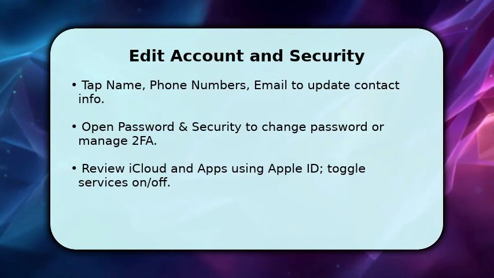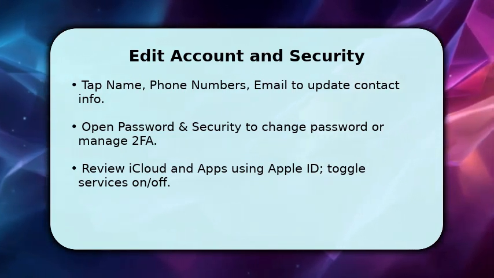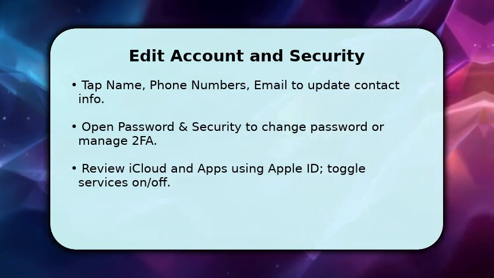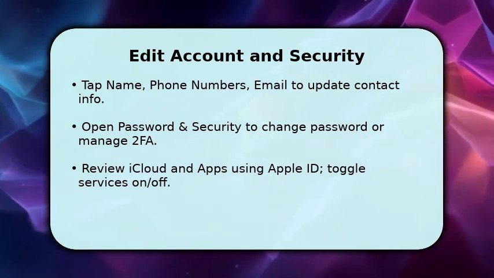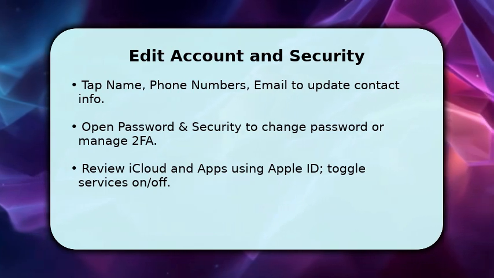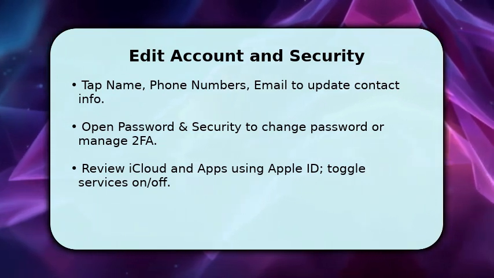You can now edit who sees what and secure the account. Tap name, phone numbers, email to update primary contact and recovery addresses. This keeps account recovery reliable. Next, go to Password and Security to change your password or manage two-factor authentication. Do this if anything seems compromised.